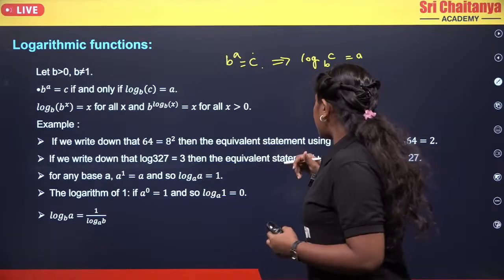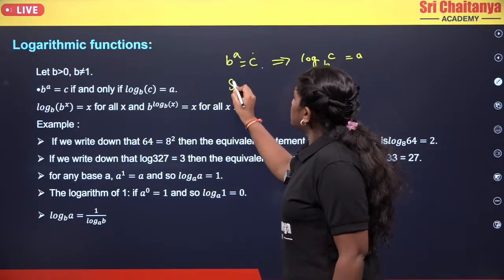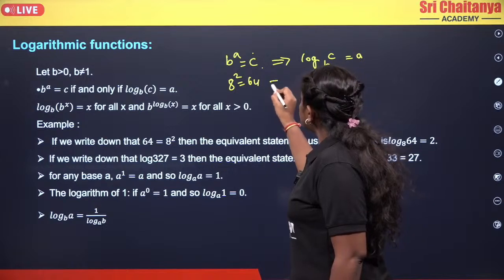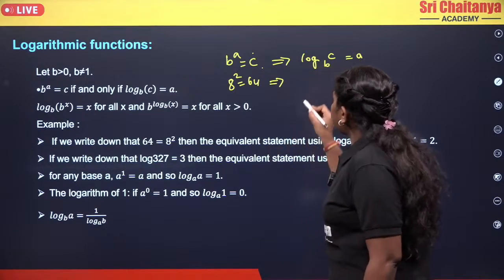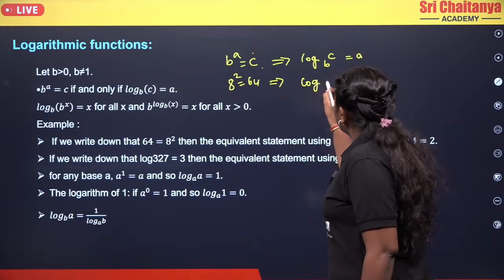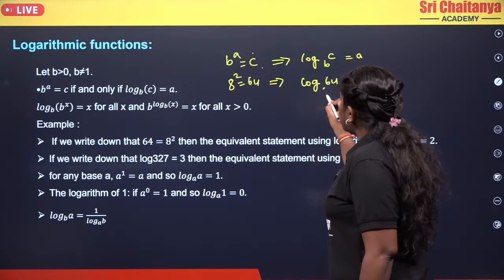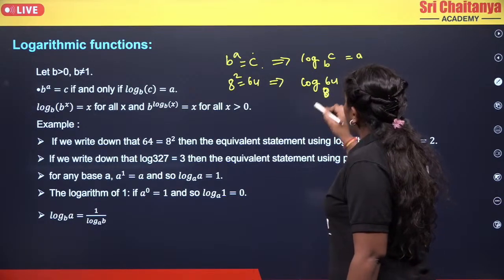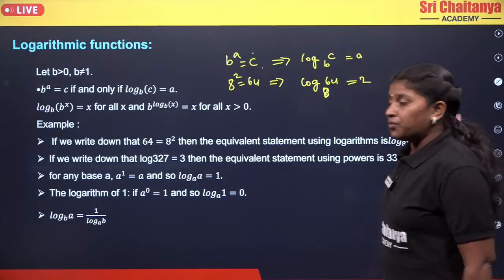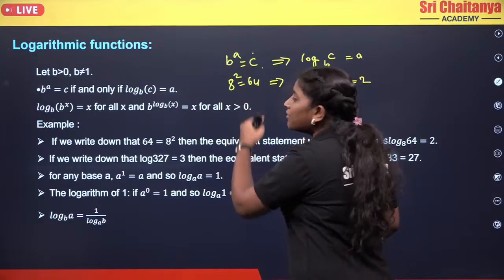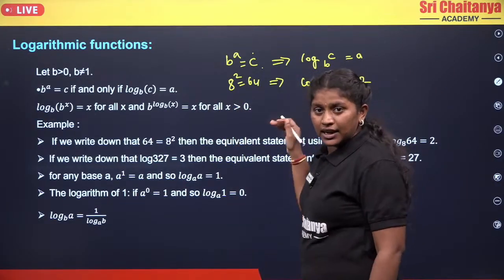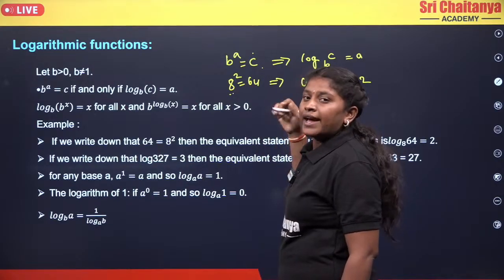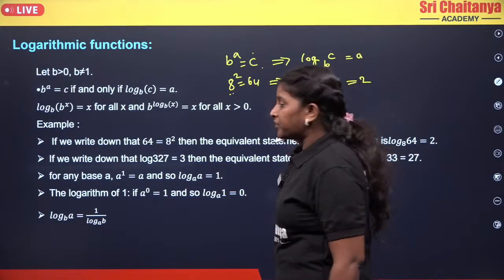For example, if you take the value 64, so 8 square equals 64, right? Now we are just going to apply the log. It means log of 64 to the base 8 will become 2. So simply we take the log of the value that we have on our right side, and the base will be whatever base we have in our exponents and powers.